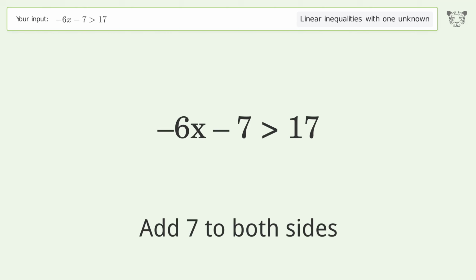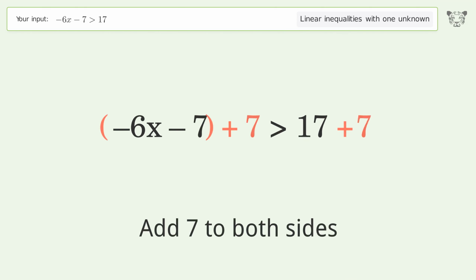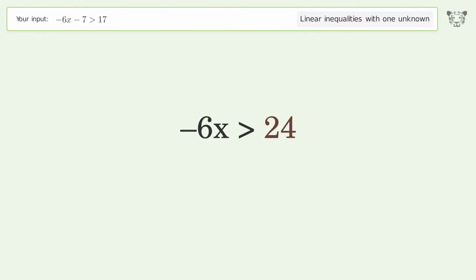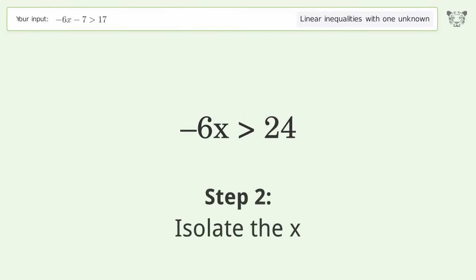Group all constants on the right side of the inequality. Add 7 to both sides. Simplify the arithmetic. Isolate the x. Divide both sides by -6. Whenever you multiply or divide by a negative, reverse the inequality sign.